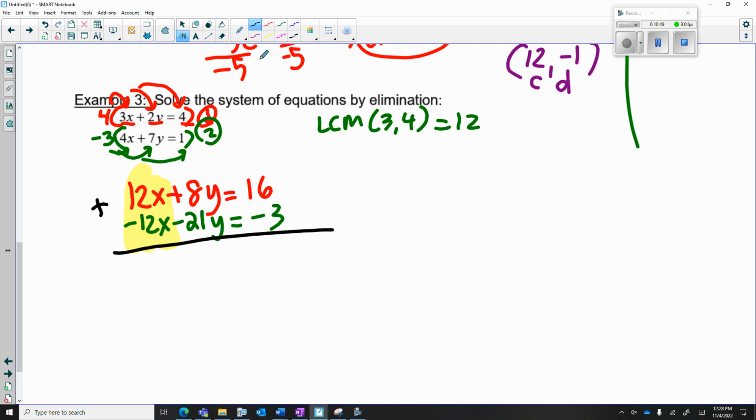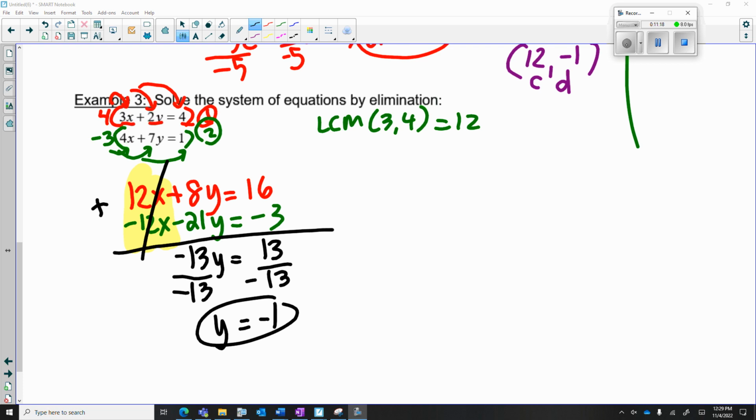I could have chosen to do 2 and 7y instead. I would have multiplied the first one by 7 and the second one by 2 or negative 2. It's up to you which one you want to cancel. I just chose x because it was first. So whatever you want to do. Now these are going to cancel out because 12x plus negative 12x equals 0. Now you're going to add 8 plus negative 21, and then add 16 plus negative 3, okay? So make sure that we add this all up.